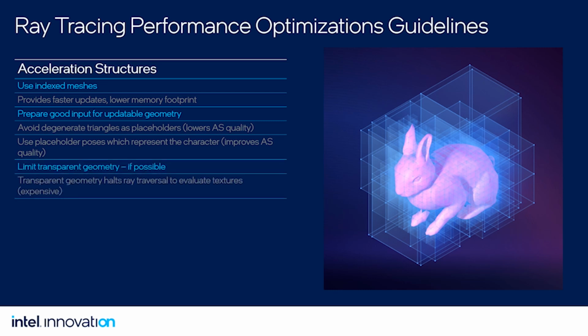Our next recommendation is to limit the use of transparent geometry whenever possible. Transparency in geometry forces the ray tracing engine to halt ray traversal to evaluate textures, which is computationally expensive.